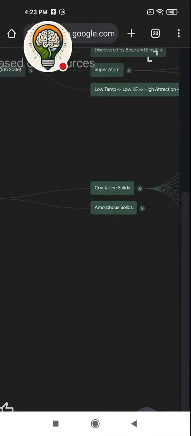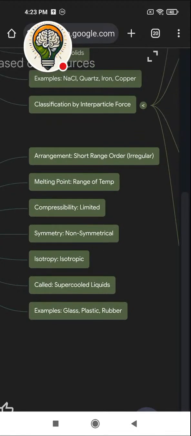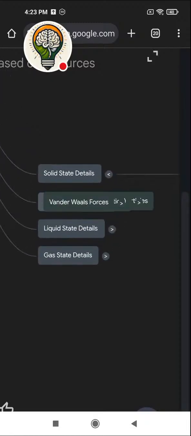Then comes the amorphous solid. So arrangement: short range order, irregular, melting point over a range of temperature, compressibility limited, non-symmetrical, isotropic, and supercooled liquid. Examples: glass, plastic, and rubber. Then comes the interparticle force.